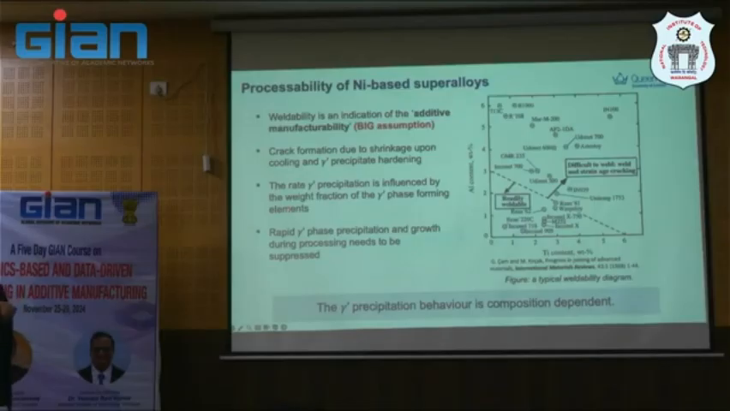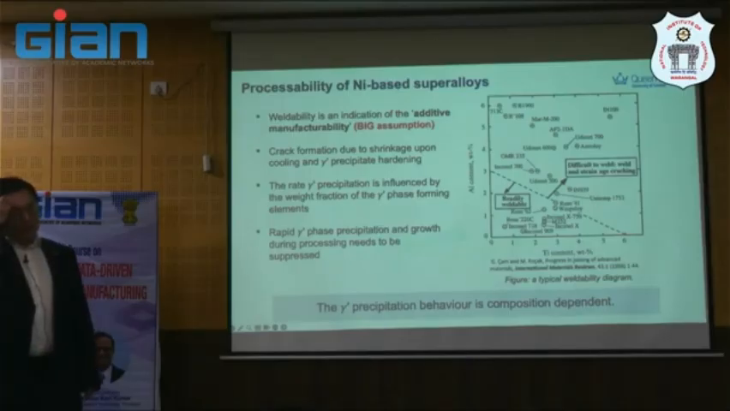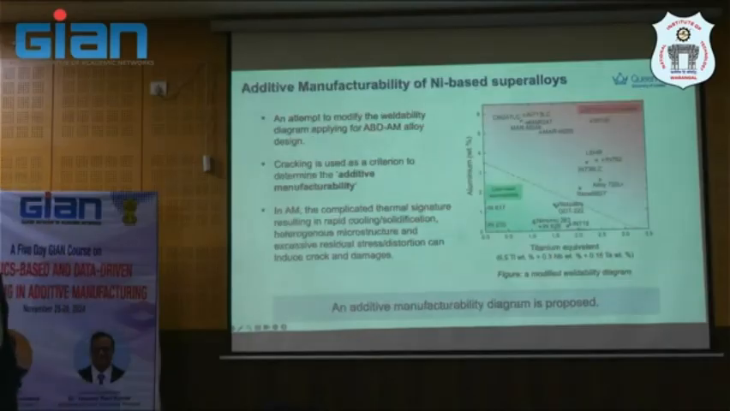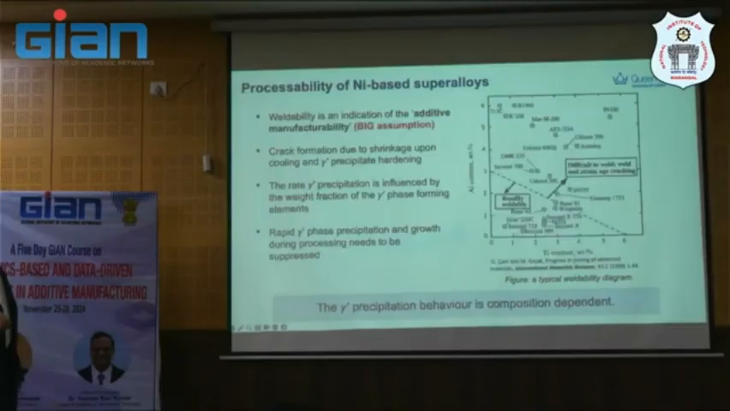And then we use crack formation due to shrinkage on cooling and precipitation hardening in the design cycle. The rate of gamma prime precipitation is influenced by its fraction, and then the growth, again, is based on the metallurgy. We can call this physics-informed machine learning, which we try to develop here. And then for the next attempt, we modify that diagram a little bit.